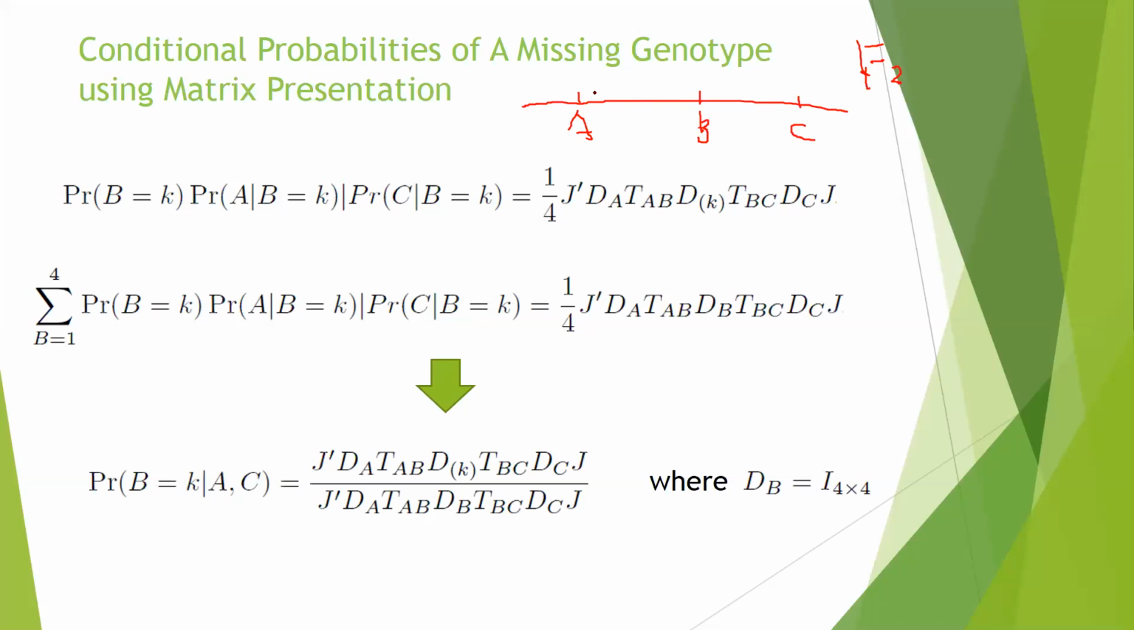So for example, we know the genotype for locus A and the genotype for locus C, but B is missing. So how can we calculate the probability of a specific genotype for the B locus based on the information we got from A and C? This is the new topic we're going to cover.